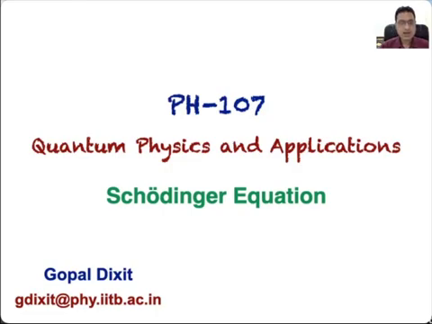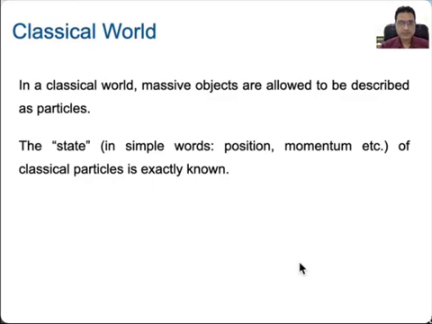which we have discussed in the previous lectures. And once we discussed the wave packet concept, we also learned about the Heisenberg uncertainty principle. So today we are going to discuss something along the same line. Before I come to the main topic of the Schrodinger equation, let's see what we know so far. In the classical world, all massive objects can be described as particles, and once we call them particles, we know that the momentum and position of these particles are exactly known, which we call the state of the particle.